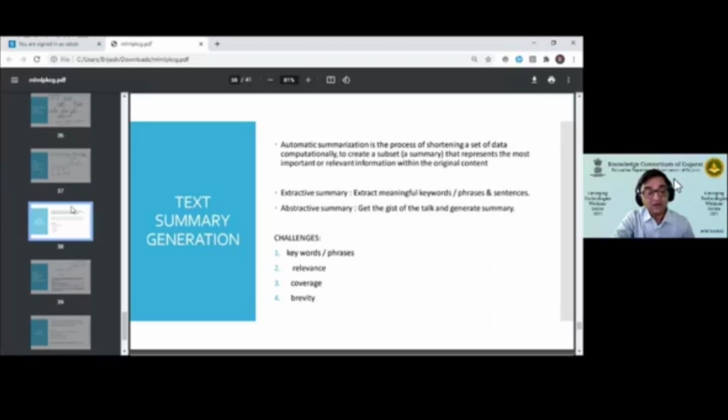The summary that you have generated covers all the aspects of the document, or it doesn't cover. And of course, brevity. How brief and precise you can be in your summary. That is also an important part. Let's see how we can solve this.